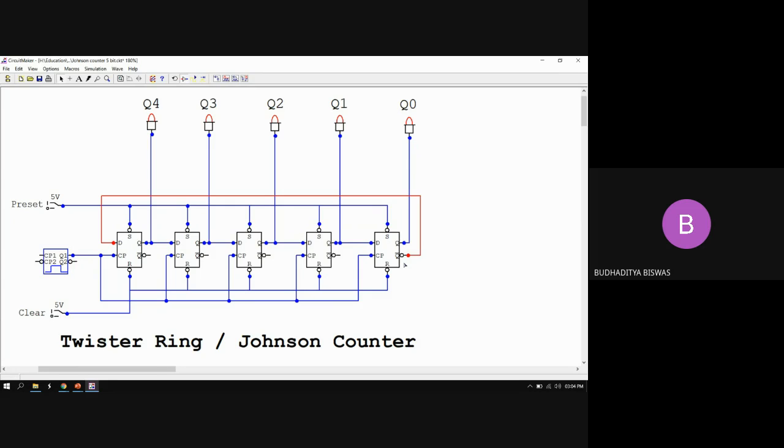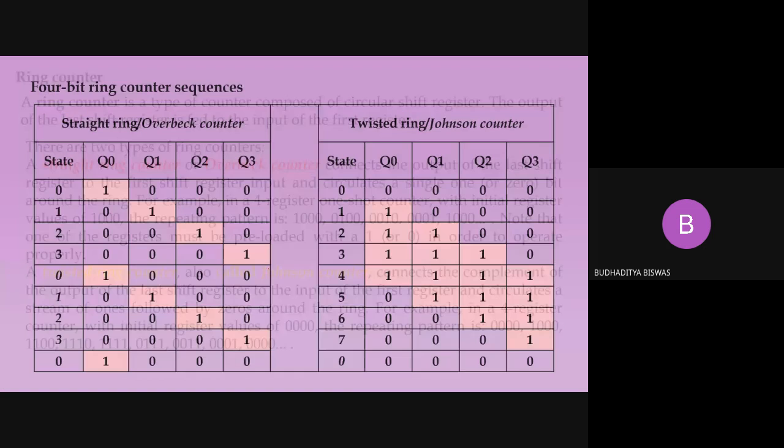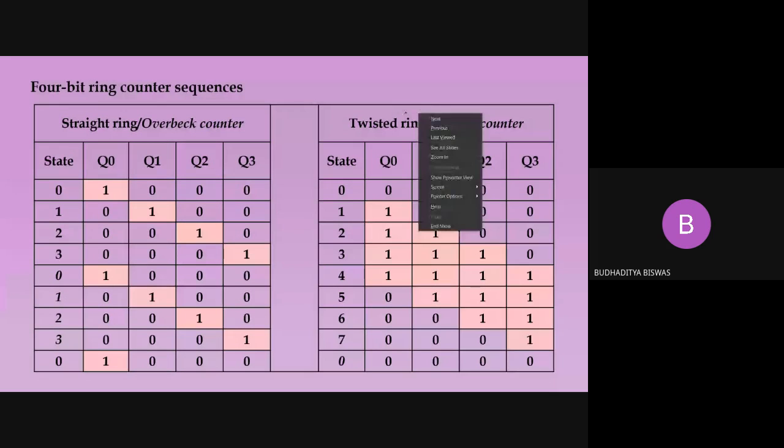Previously, in the case of the ring counter, the first flip-flop got the clock pulse from the last flip-flop output. But in the case of the twisted ring counter, or the Johnson counter, the first flip-flop gets its input from the last flip-flop output bar. That is the only change between the ring counter and the twisted ring counter. Okay, now let's see what the counting states will be. But before that, we need to understand the twisted ring counter, or the Johnson counter.